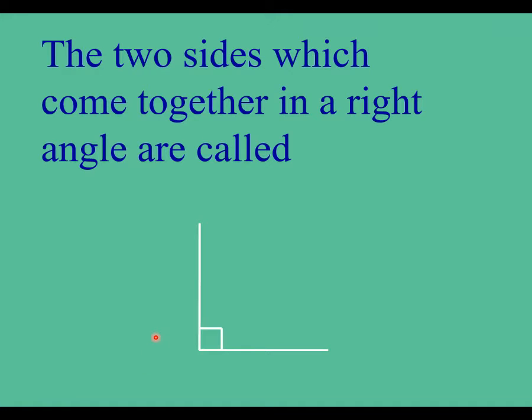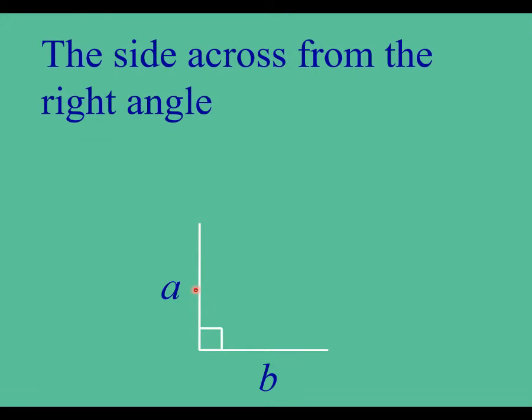The two sides which come together in a right angle are called legs. In a right triangle, you see this vertical line and the other one. Some people may call this one the base, and this one either height or altitude. We call these two legs.